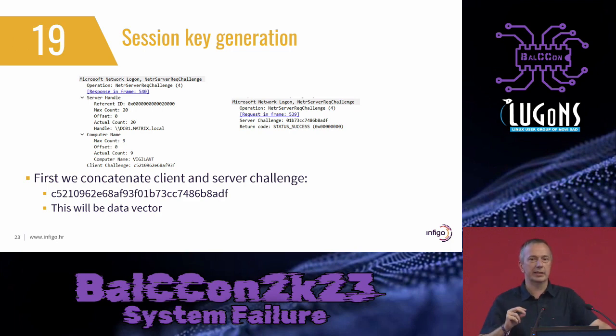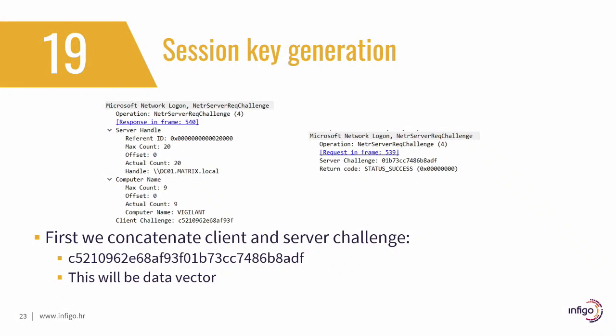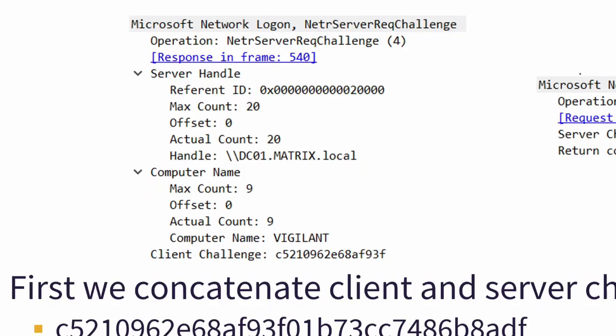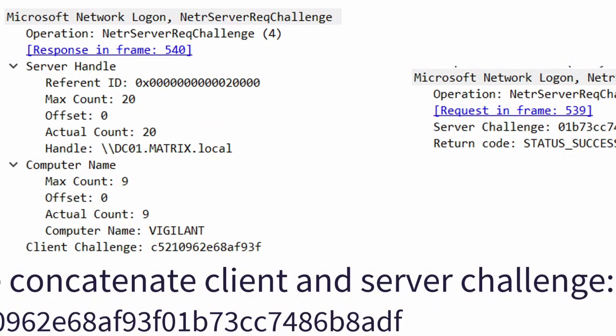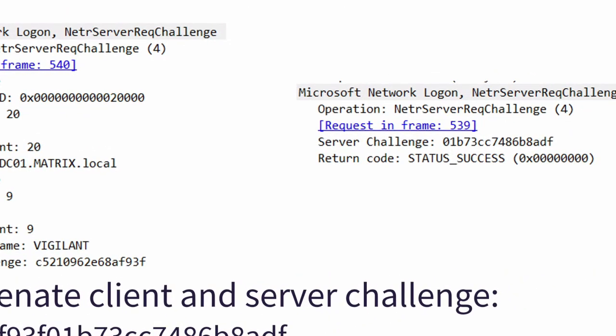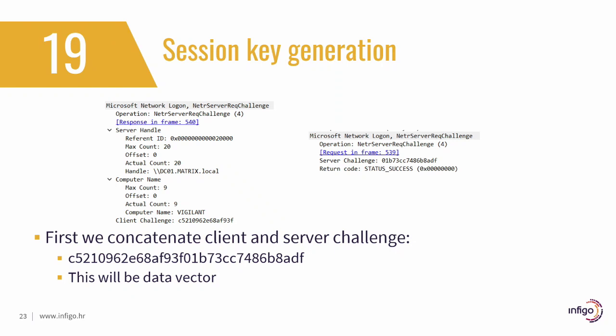The server sends one packet to the domain controller, this one over here. It contains client challenge, 8 bytes of something. The server sends back its own challenge, additional 8 bytes of something. Now, both sides take the client and server challenge, concatenate together, and you get nice 16 bytes. That's the thing at the bottom. This is called data vector.